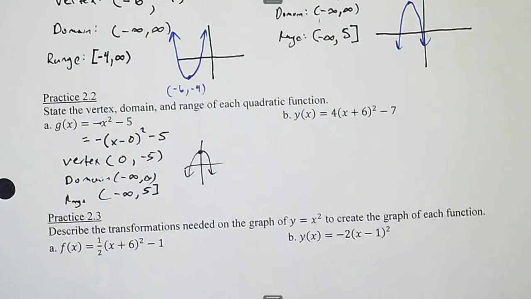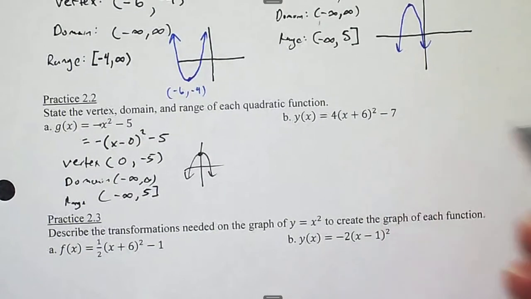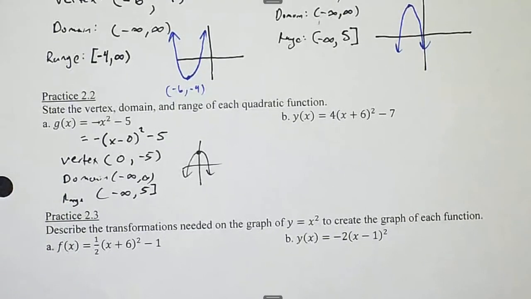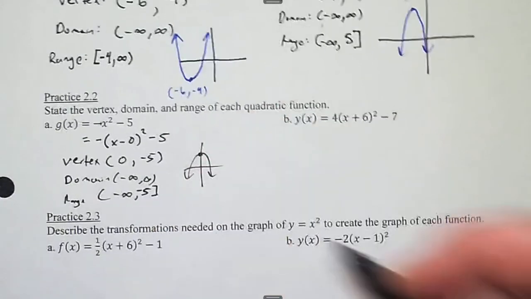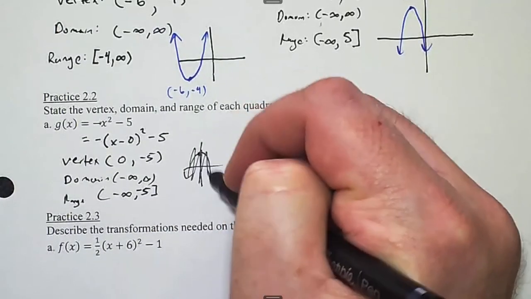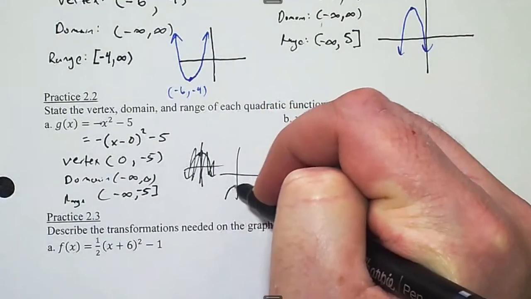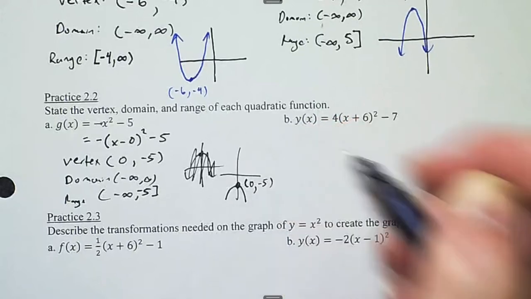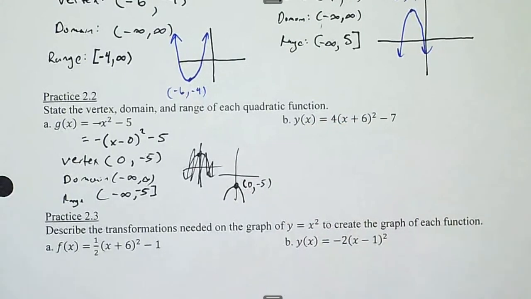All right, let's take a look at letter B. Go ahead. Oh, that's not right. Okay, thank you. This is 0, negative 5. I don't know what I was looking at. I wrote vertex negative 5 and I plotted it positive 5. All right, thank you for that.